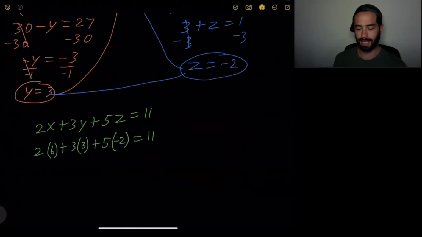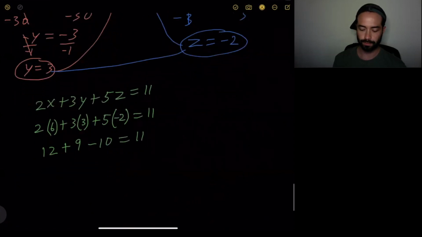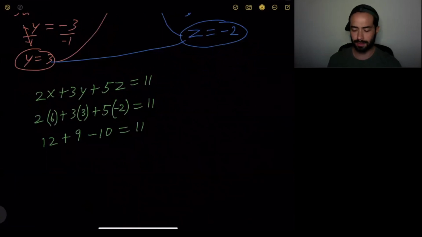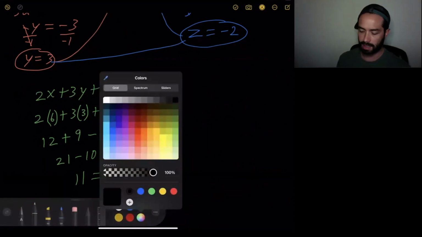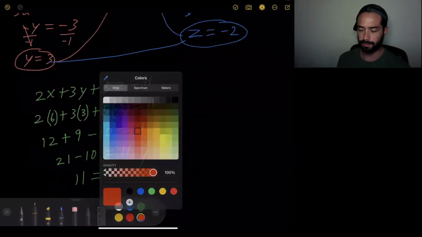2 times 6, that is 12. 3 times 3, 9. 5 times -2, -10 equals 11. What is 12 plus 9? That is 21 minus 10 equals 11. 21 minus 10 is 11. 11 equals 11. Boom. Checks off. Awesome. All right. And now one more.